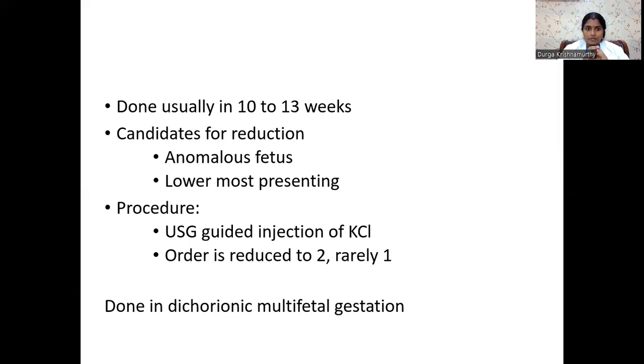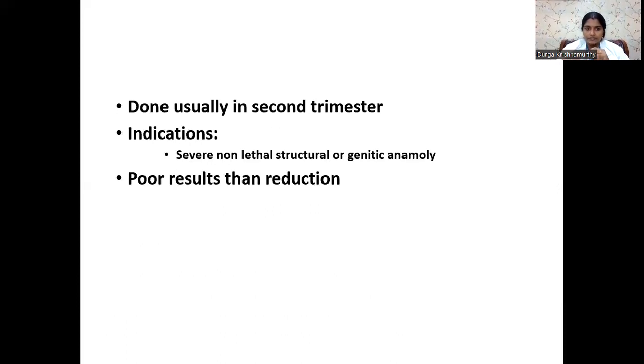This is called fetal reduction, selective fetal reduction, which is usually done at 10 to 13 weeks. The candidates for reduction are those where one baby is anomalous and the lowermost presenting baby. The procedure is by giving ultrasound guided potassium chloride, and if the order of pregnancy is 3 or 4, you can reduce it. It is done in dichorionic multifetal gestation.